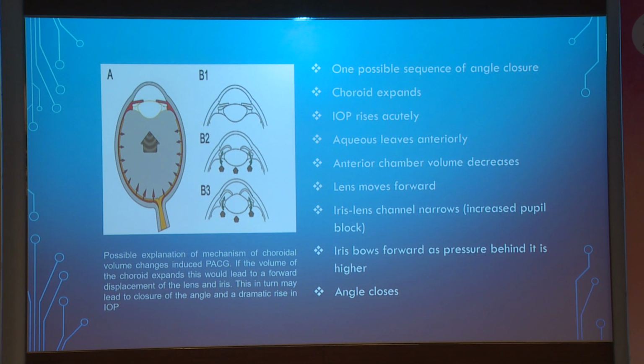So one of the possible sequences of angle closure could be that the choroid expands and the IOP rises acutely, the aqueous leaves anteriorly, the anterior chamber volume decreases, because of which the lens moves forward and there is increase in pupillary block. The iris therefore moves forward because the pressure behind increases and the angle closes.